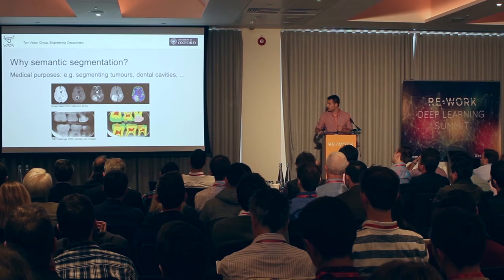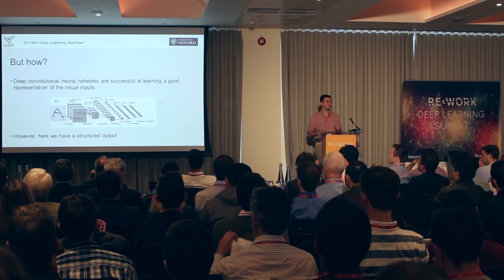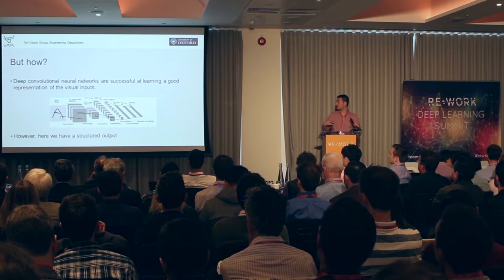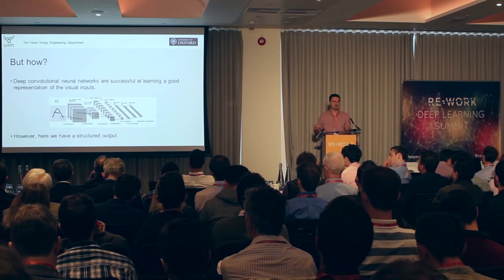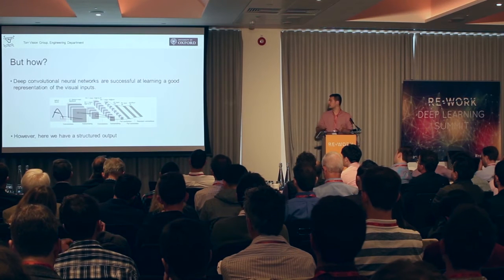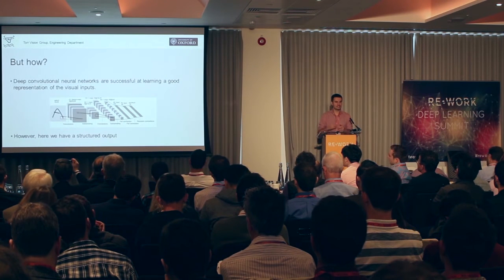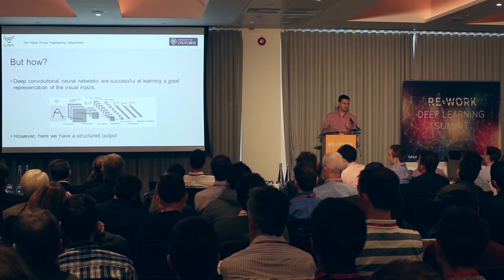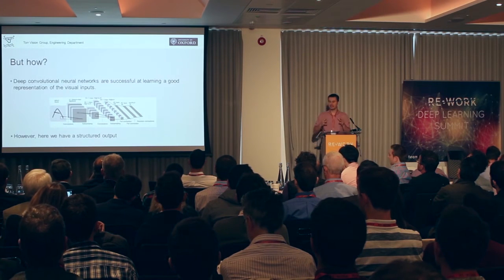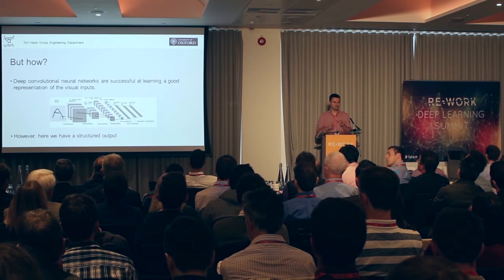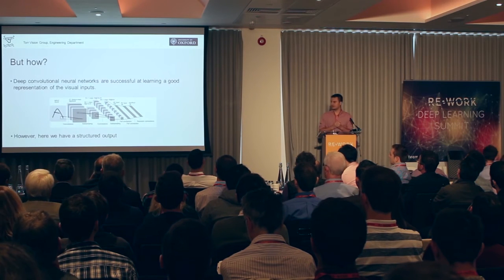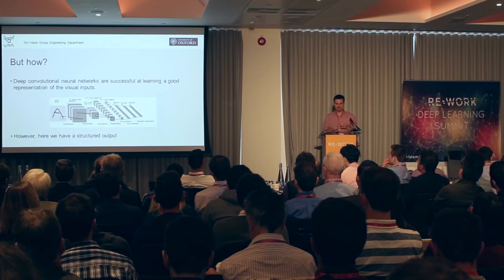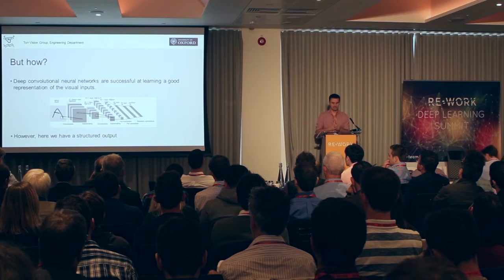Now the question is, how do we actually perform semantic segmentation? Of course, we start from convolutional neural networks because they are great at learning good representations of images. But we have to keep in mind that semantic segmentation requires a very particular kind of output. The output is structured, and therefore convolutional networks by themselves may not be enough to get good performance.